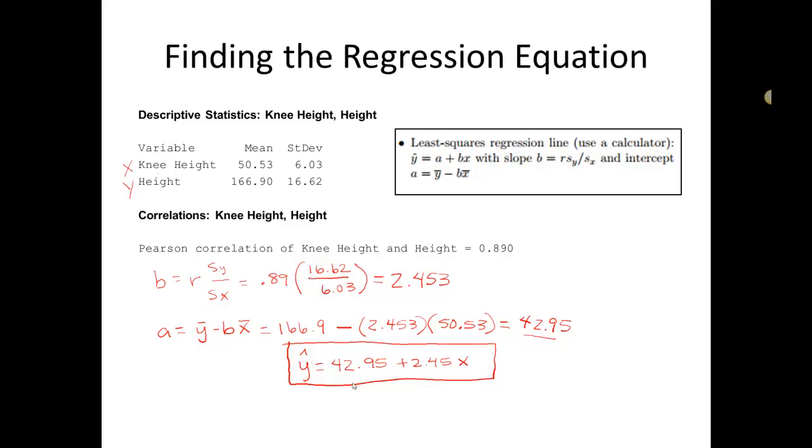So let's talk just for a minute about the different terms in this model. So let's start with this 42.95. That's our y-intercept. So basically what that says is that if there was someone who had a knee height of 0, we would expect their overall height to be 42.95. So really this isn't very realistic.